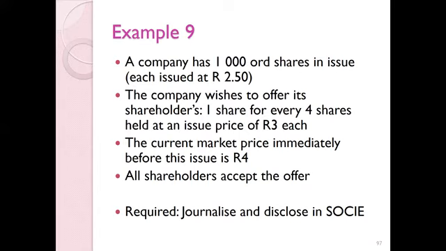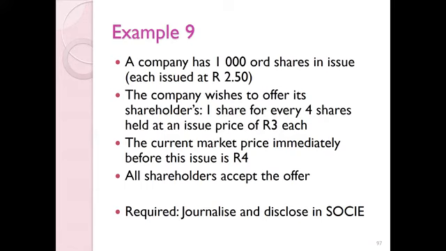Example 9 from your Grip and Garb textbook says to us that a company has 1,000 ordinary shares in issue, and they were each issued at a price of 2.50 Rand. The company wishes to offer its shareholders 1 share for every 4 shares held at an issue price of 3 Rand each. So you can see that it's in proportion to the existing shareholdings. If you own 8 shares, you would be allowed to purchase 2 shares, in that proportion.